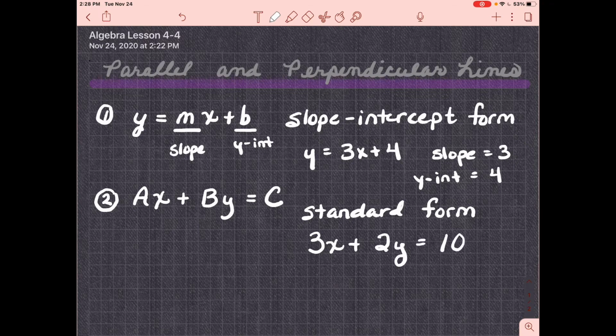And I could ask you what A is, and you'd say 3, and what is B, you'd say 2, and what is C, you'd say 10. But they don't straight up tell us the slope or the y-intercept.